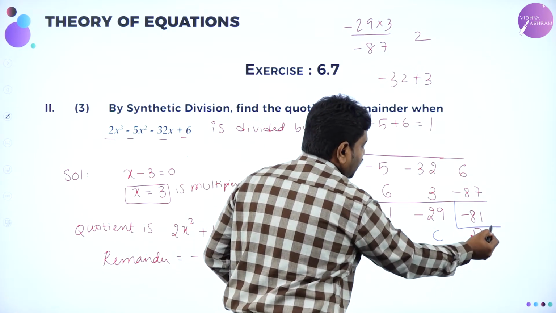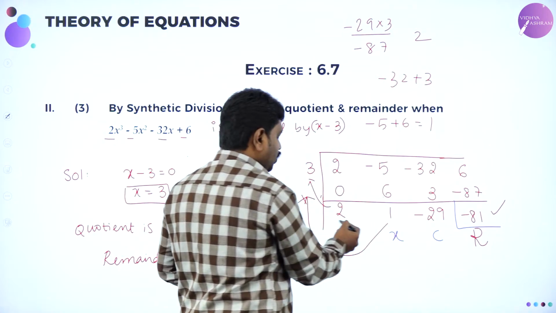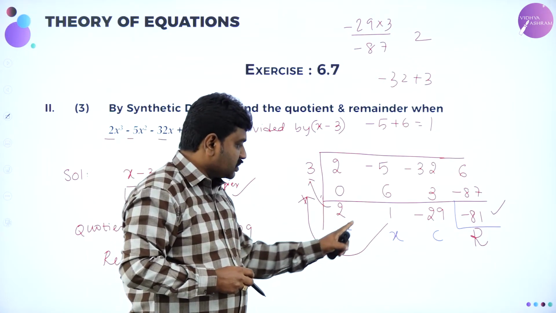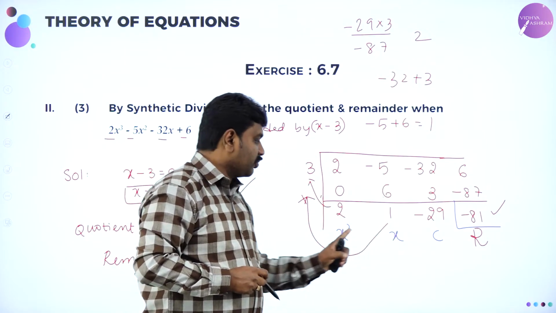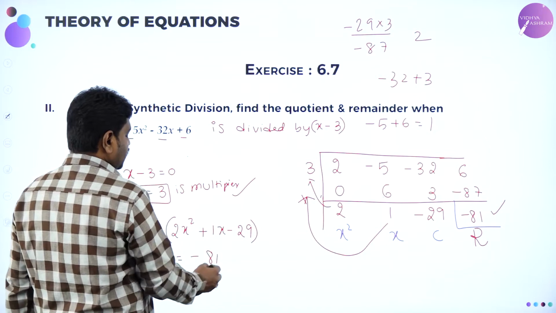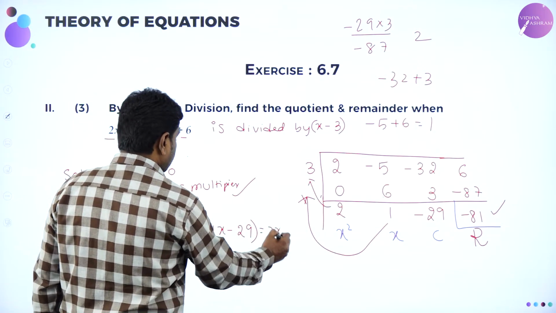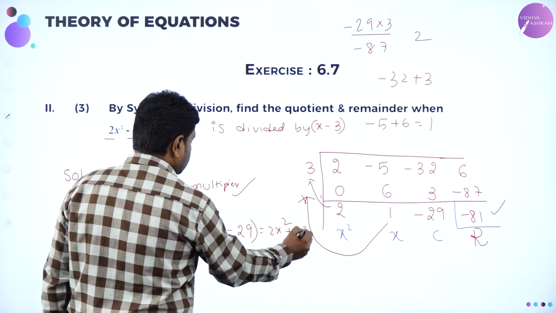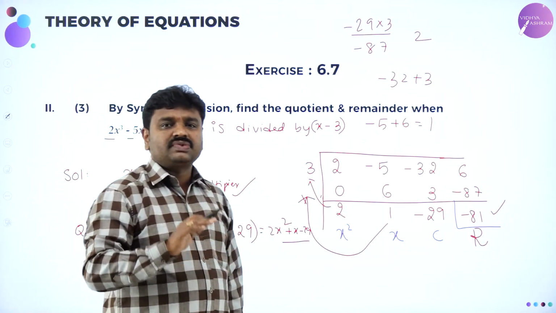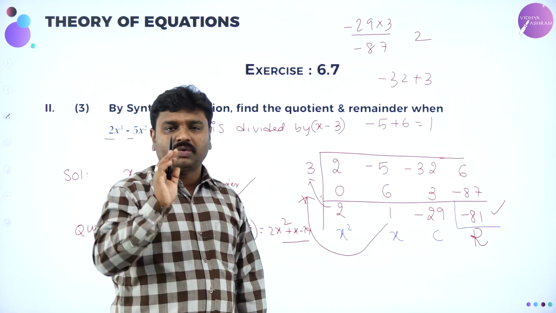What you get is called the remainder. This is the remainder and these are the quotients. See, now the degree decreases. Earlier it was x cube. Now this is the x square quotient. This is the x quotient. It will become a quadratic expression: 2x square plus x minus 29. This is the quotient and this is the remainder. Same technique we'll use for synthetic division. I hope all of you got it.